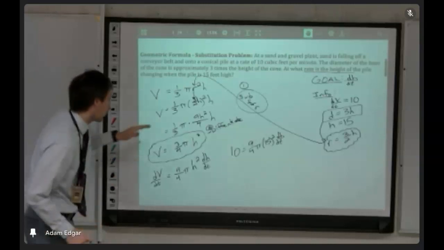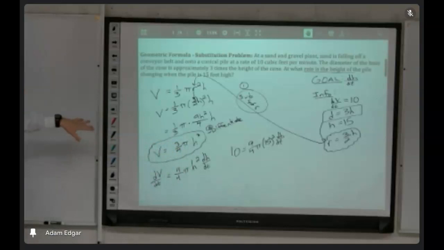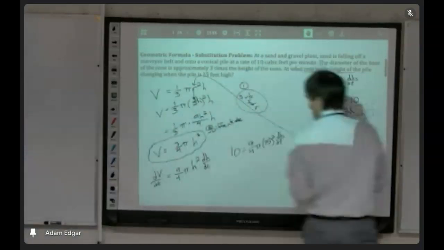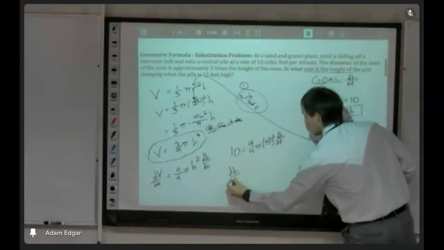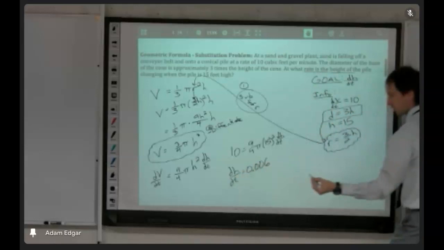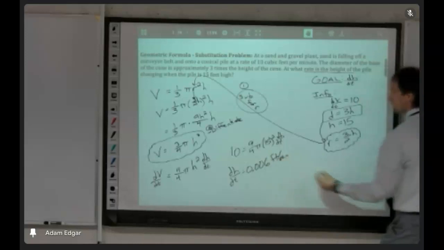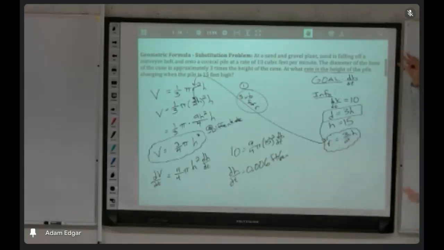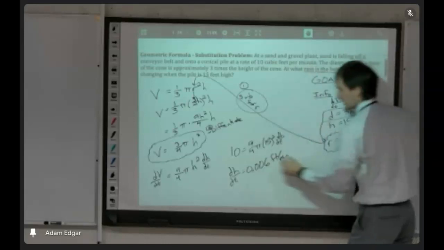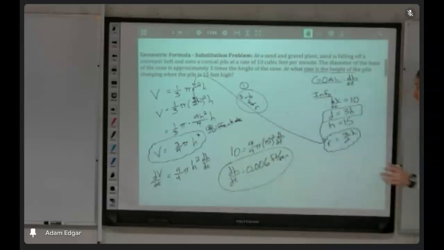All right, so when we solve this, anybody have an answer yet for dh/dt? 0.006. Does anybody have that or something different than that? Anybody vote in favor of 0.006? Anybody want to vote against 0.006? Okay, we'll go with 0.006. And what are our units? Feet per minute, right? So this is height. Height is measured in feet, and its rate of change, time is measured in minutes here, so it's feet per minute. Anybody want to talk about how we got from that equation to 0.006?